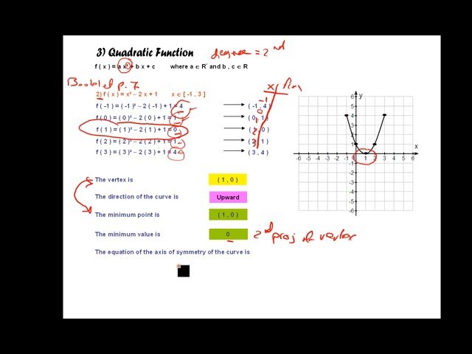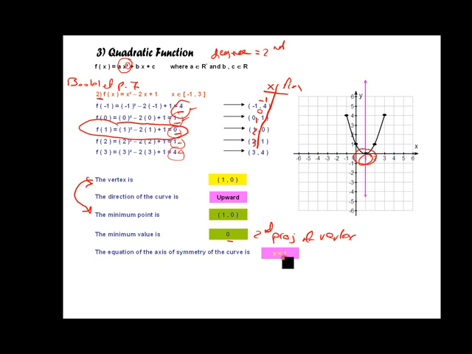Okay, the equation of the axis of symmetry of the curve. We have to draw now an axis of symmetry of this curve. It is a straight line that cuts this curve into 2 equal parts. This is the axis of symmetry. And if we want to write the equation of the axis of symmetry, or any straight line parallel to the y-axis, it's x equals the number which intersects with the x-axis, which is x equals 1. This is the equation of the axis of symmetry.